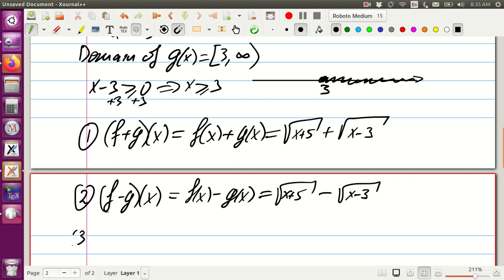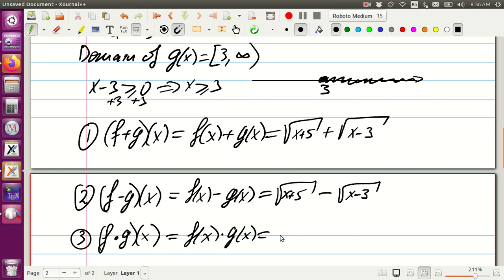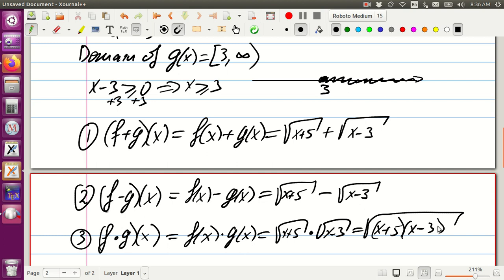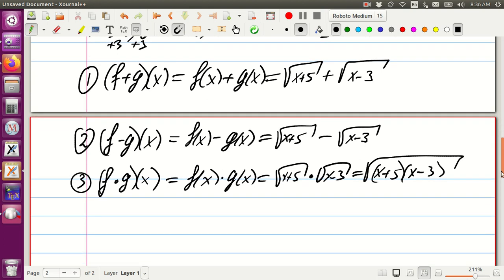The third one would be f times g of x. So according to the rule, we have to take f of x and multiply by g of x. So we're going to get the square root of x plus 5 times the square root of x minus 3. Some people might want to write it as one square root like this. Not really helpful.